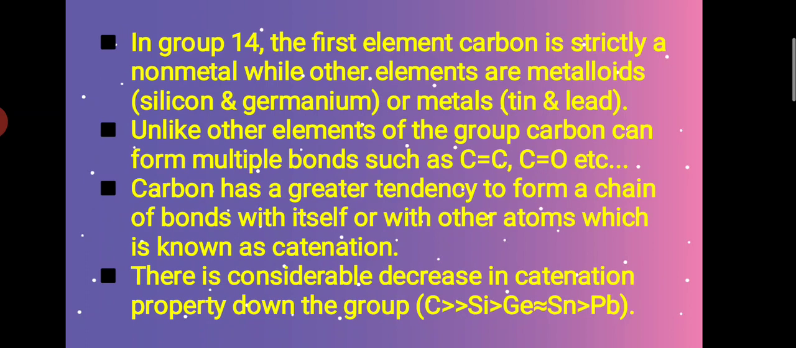This carbon has the capacity to form multiple bonds. Because its valency is 4, we cannot add 4 electrons to carbon, and we cannot remove those 4 electrons. Instead, carbon shares its 4 electrons to form multiple bonds, which gives a greater tendency of catenation. Catenation means chain forming property. This chain forming property decreases from carbon, silicon, germanium, tin and lead. Is it clear?